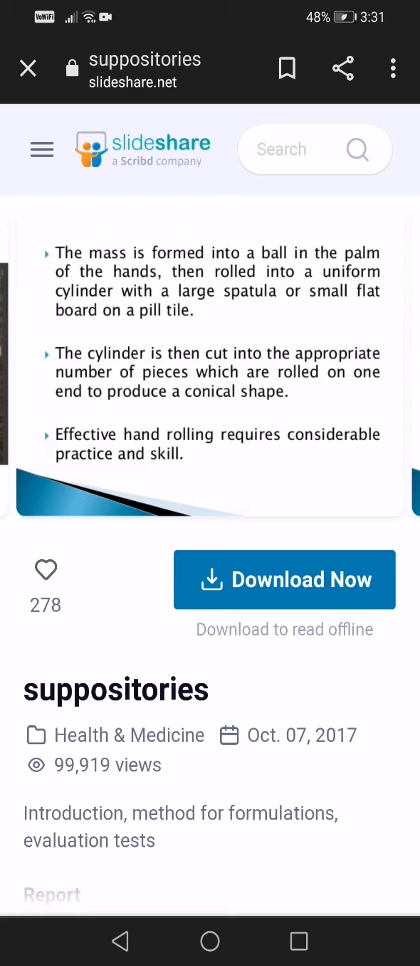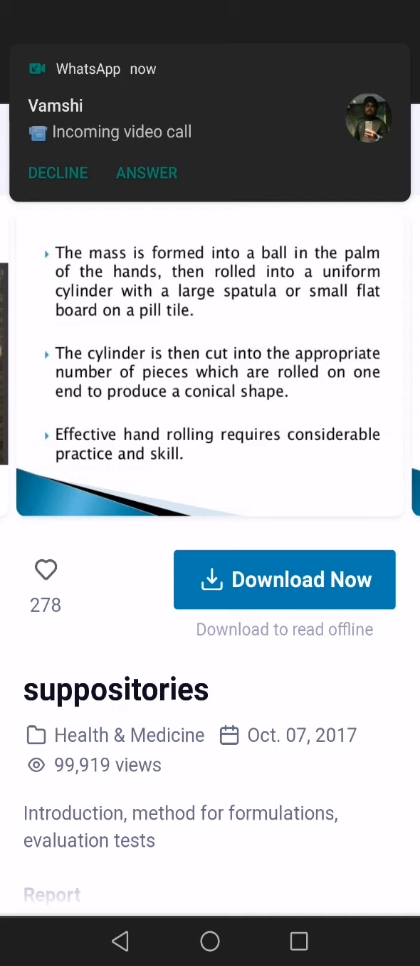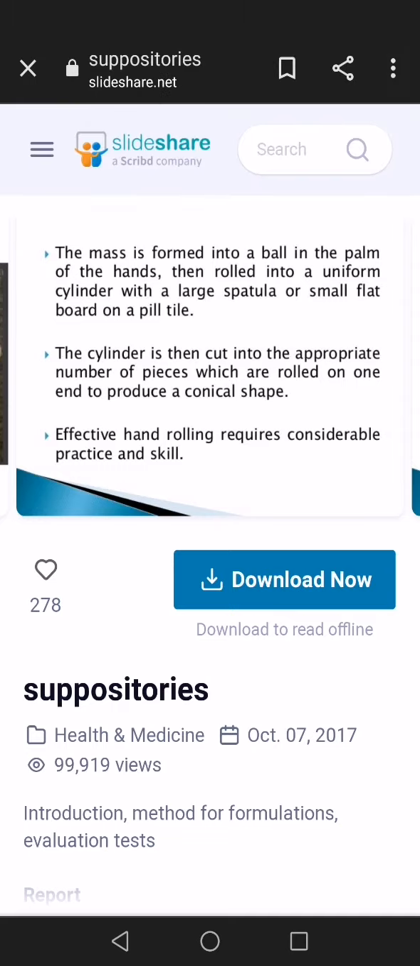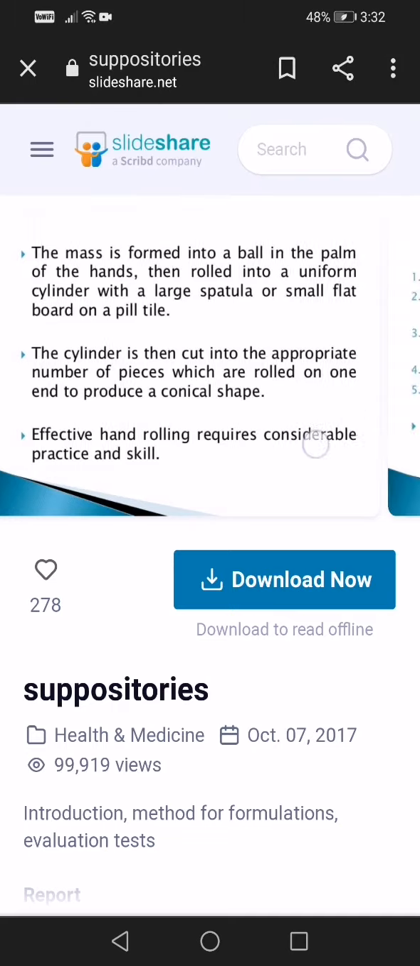The mass is then formed into a ball in the palm of the hand, then rolled into a uniform cylinder with a large spatula or a small flat board on a pill tile. The cylinder is then cut into an appropriate number of pieces, which are rolled on one end to produce the conical shape. Effective hand rolling requires considerable practice and skill. So slowly with your hands only you have to make it into a conical shape.